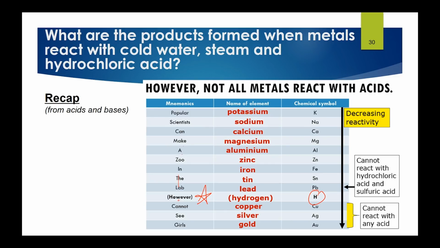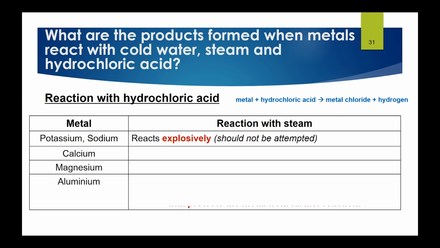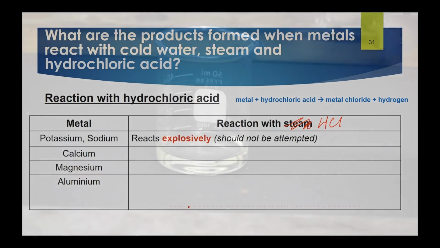But in this chapter itself, what we really want is for you to know how to describe the type of reactions that are going on and how to construct the equation based on that. So first of all, potassium and sodium should not be used in terms of reaction with HCl, so there's a typo over here. It reacts very explosively and should not be attempted.